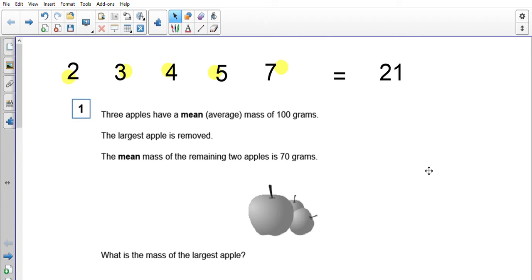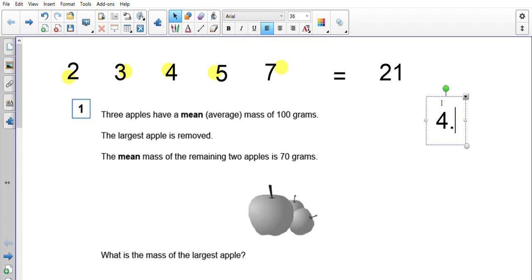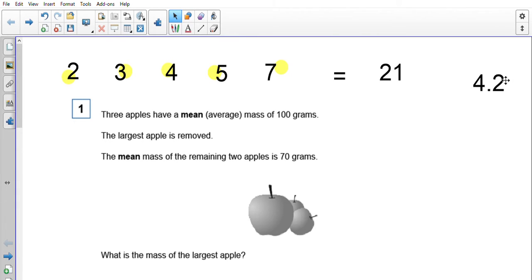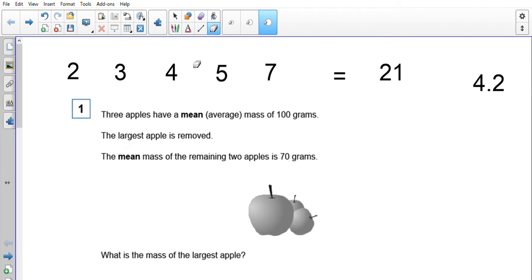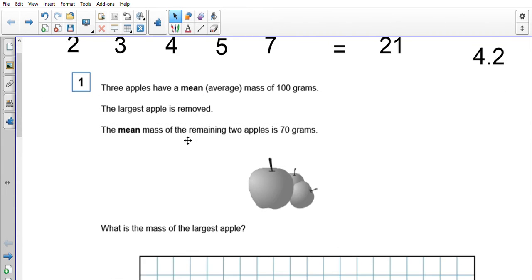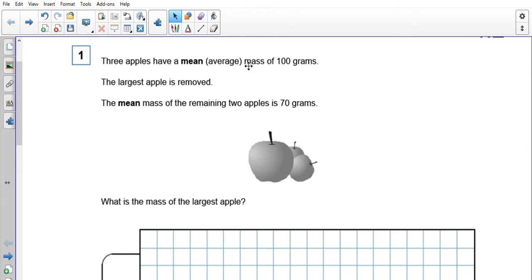I know that I have 4 wholes in 21 and I'd have 1 remainder, so I could have 4 remainder 1, but we know that to turn a remainder into a decimal I can just put that over a decimal point and zeros and I can get my answer of 4.2 as my average, as my mean here. So if I add all of these numbers up and divide them by how many there are, 1, 2, 3, 4, 5, I get my mean of 4.2. Okay, so that's how I work that out. Really important to know.